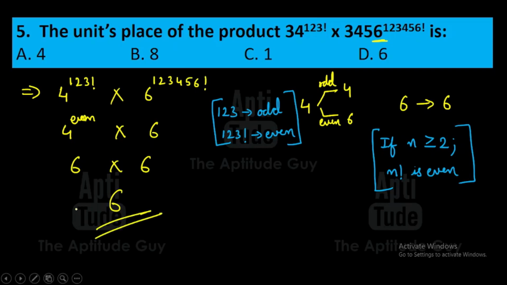That's it. A lot of people mark the answer as 4 over here because of this mistake. But please learn, if at all this was 4 to the power 123 only, the answer would have been 4. But since this is 123 factorial, that is an even number. The answer is 6. Done.